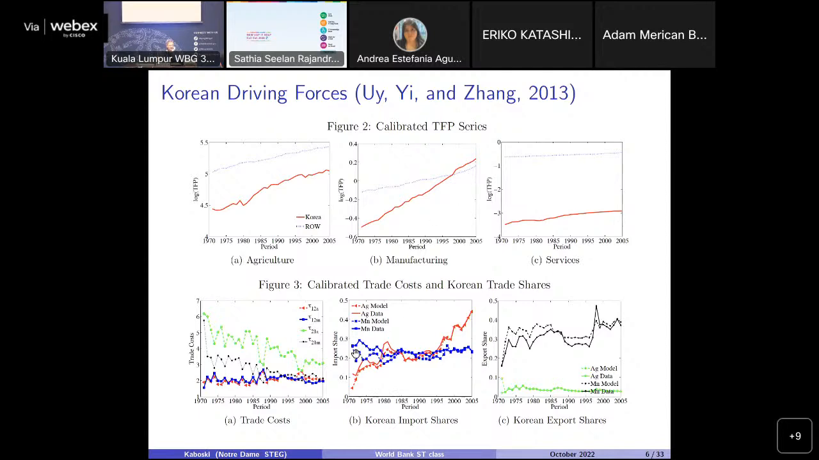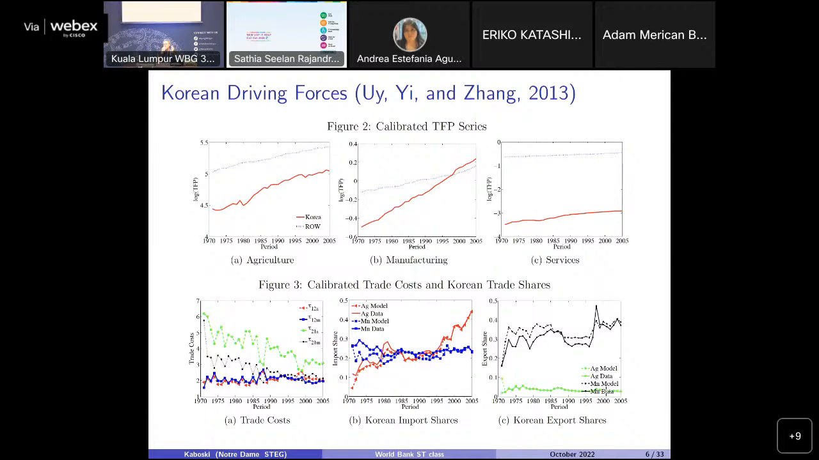for Korea. The second thing that happens, and these are the trade costs, and these two, the green and the black, are the costs of trade from Korea to the rest of the world. This is in agriculture, and this is in manufacturing. And you see those trade costs going down. Okay, so it's becoming easier for Korea to export over time. What happens? Korea starts importing more. This is model and data, but they match each other relatively well. They start importing agriculture over time and not importing any additional manufacturing, but they start exporting more manufacturing over time and not exporting agriculture. Okay?